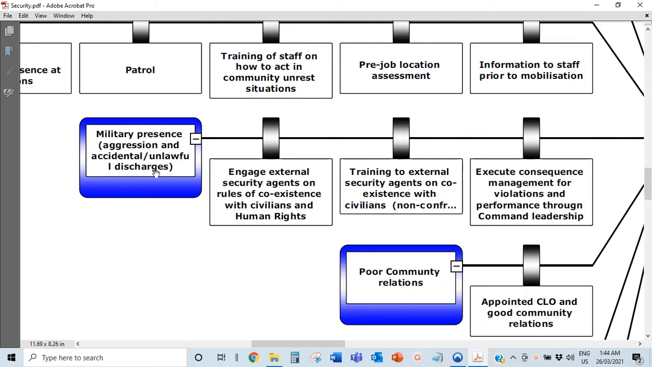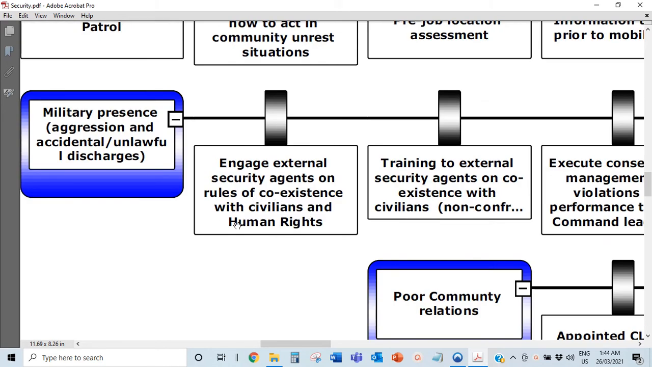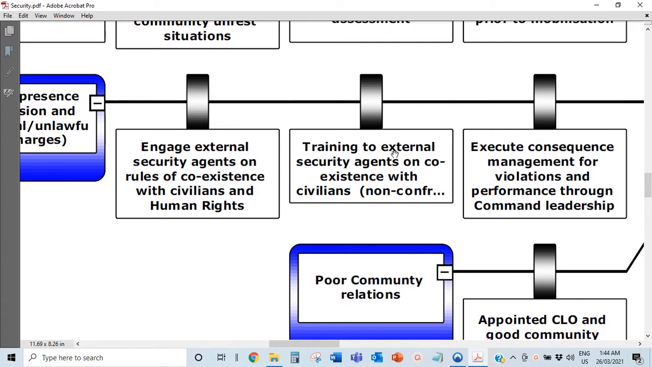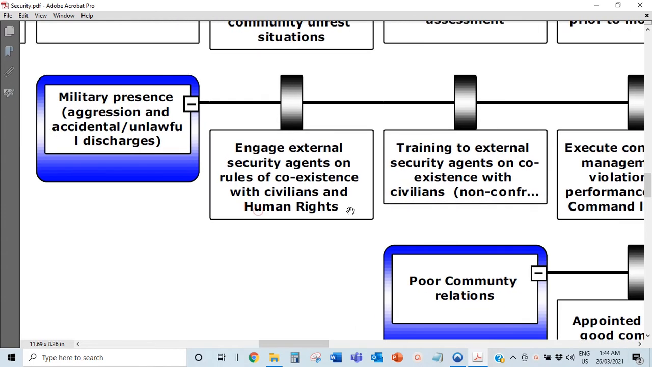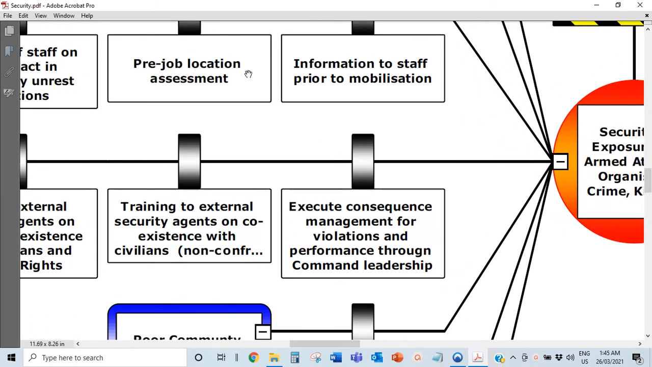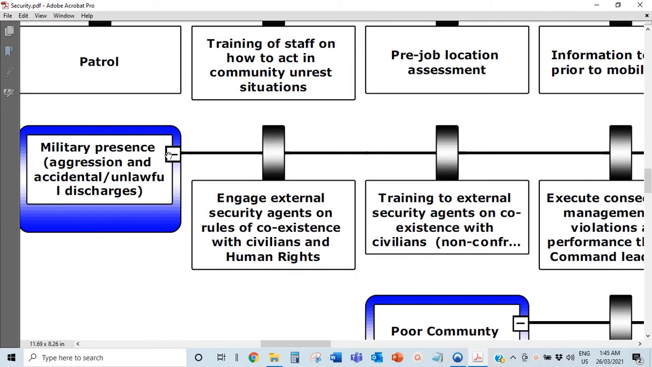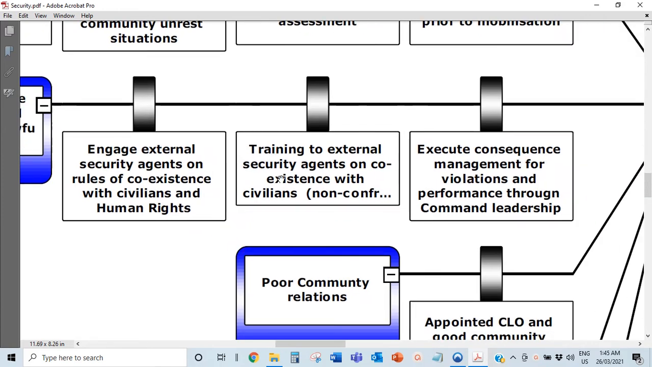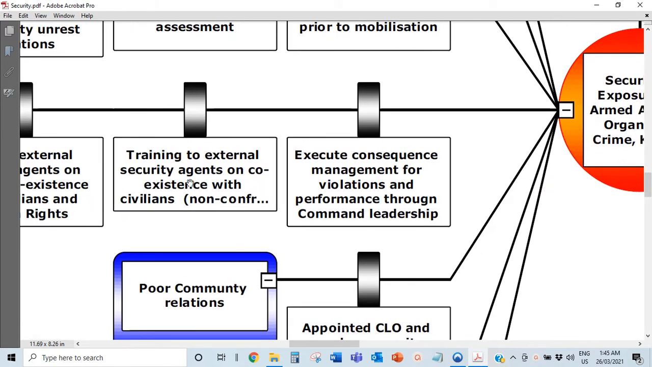So if you have them, you should also have them fully trained to understand that everyone has rights, and not to be rough with the locals and stuff like that. They should be properly trained on coexistence with civilians, because look at this scenario: you know that there's going to be problems in this place you would probably be working or going to. You've done your pre-job location assessment, and then you take security along with you, but the security themselves could be a problem. They may be too hostile to the people around, or to the locals who may not have anything to do with the hostility at the place. So they should be properly trained on how to live with them and not how to aggravate the situation.